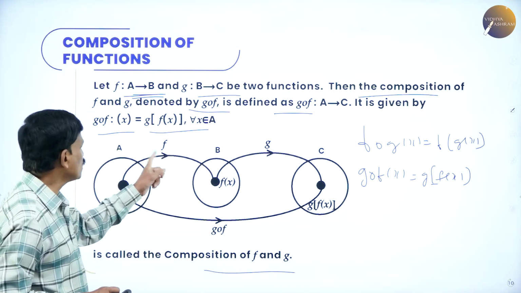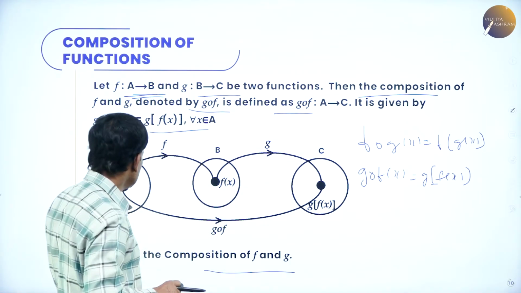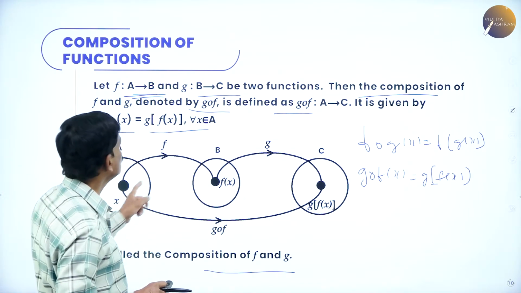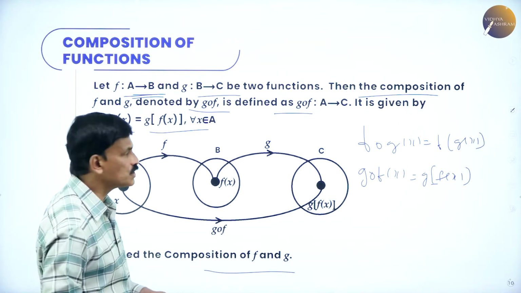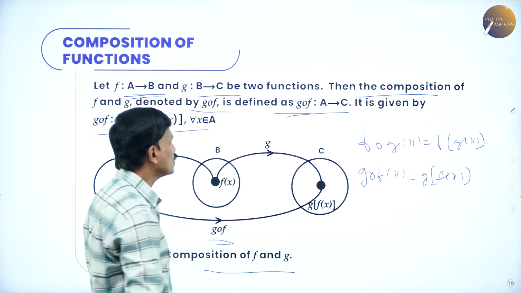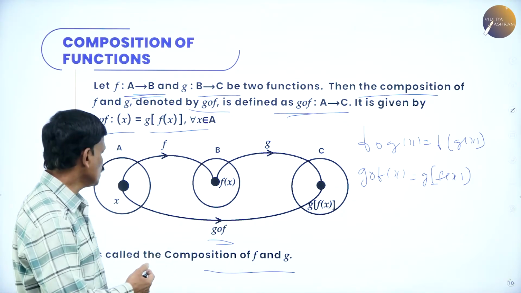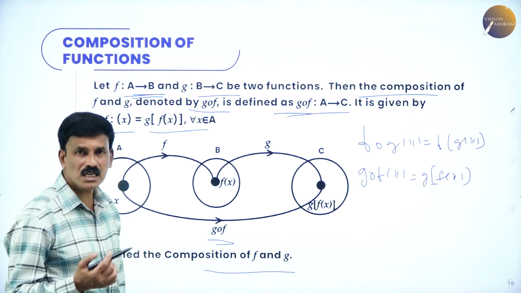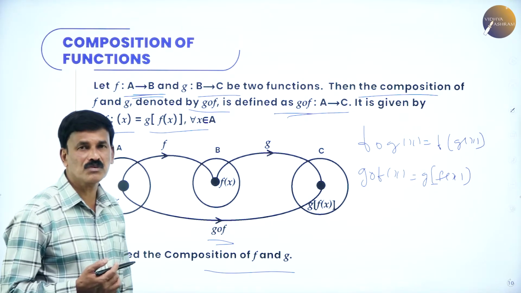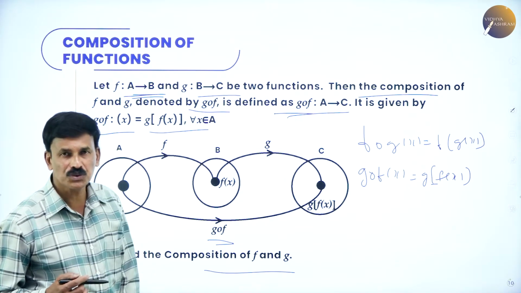So if f is a function from A to B and g is a function from B to C, then this g naught f is a function which is nothing but from A to C, denoted as g naught f of x is equal to g of f of x. It's a function from A to C. That is called the composition of the function f and g. Now let us take few problems based on this. You may expect one or two questions, one question from this composition of function, either for 2 or 3 marks.